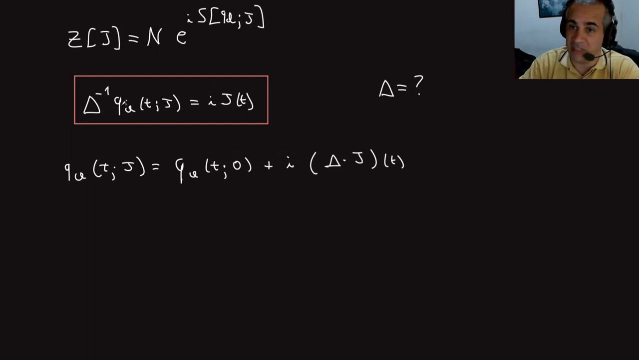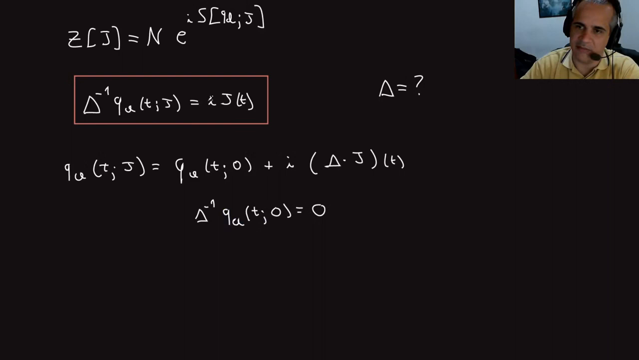So we'll worry about that in a second. But formally, if there's an inverse for this, this is a solution, because if you plug this in here, we know that delta minus 1 acting on Q classical in the absence of sources is zero, because that's the equation that defines it. If I remove the source from here, delta minus 1 Q classical in the absence of source should be zero.